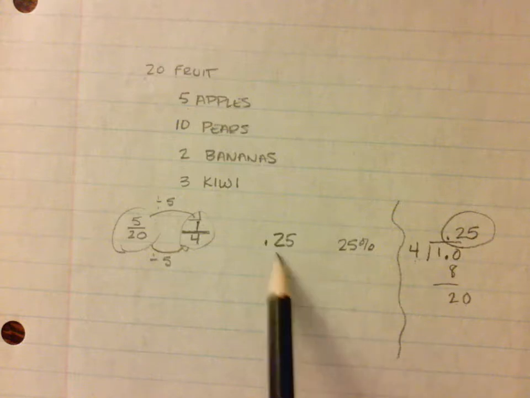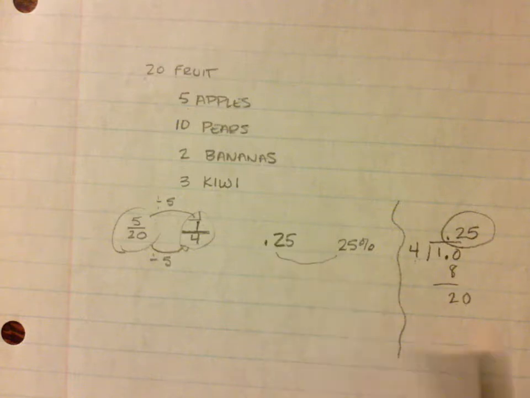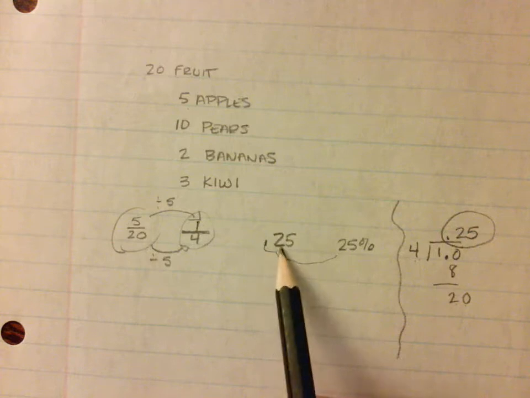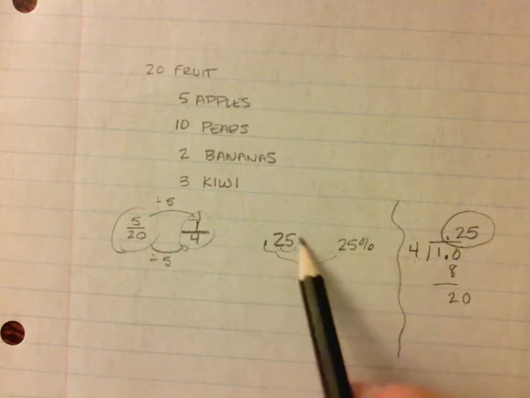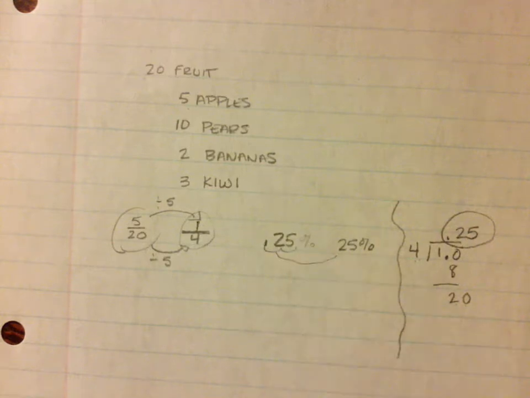And to get from the decimal to the percent, we simply take this decimal place and move it two places to the right, and then add a percentage sign.